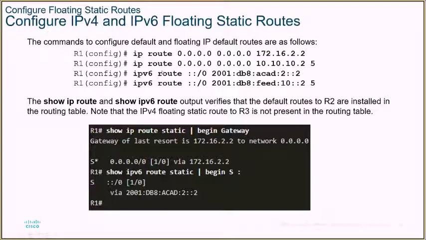So, of course, this is a similar example, but for IPv6. And so, again, this one just has the admin distance of 5, and so it won't be in the table unless the primary route dies. So show IP route and show IPv6 route output verifies the default routes to router 2 are installed in the routing table. Note the IPv4 floating static route to R3 is not present in the routing table.